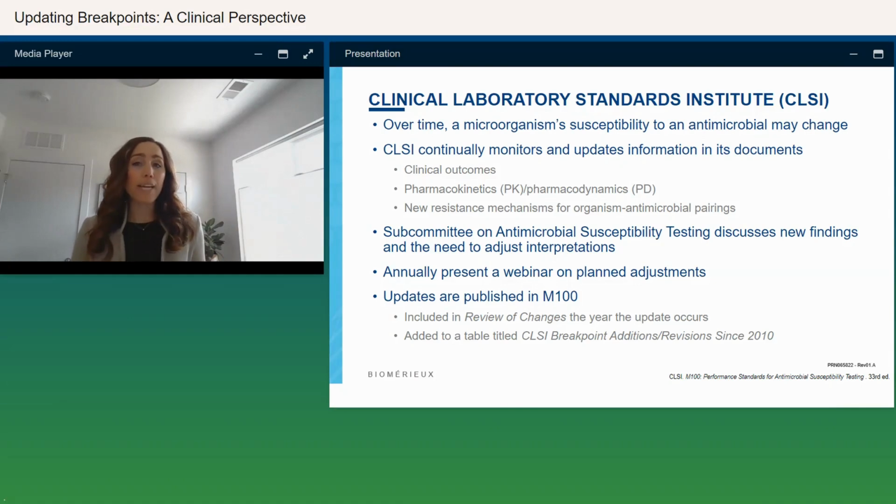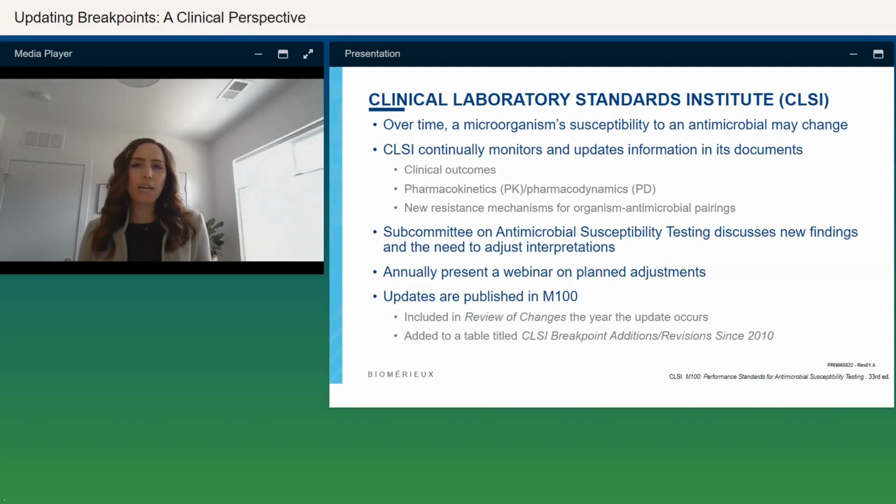This information is published annually in the M100. The M100 is an amazing resource. It is available for free, and then you can also get print and PDF versions at a small charge. The CLSI annually reviews, publishes, and then discusses these breakpoints.